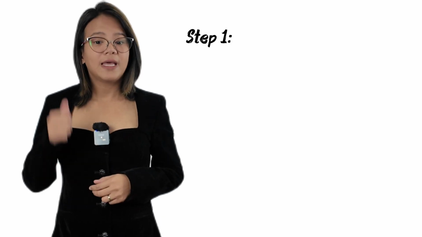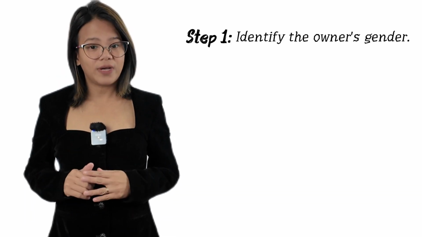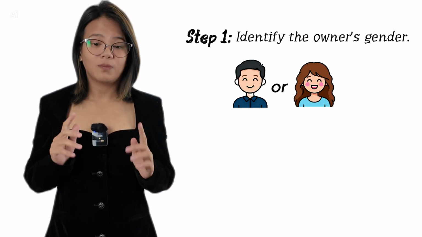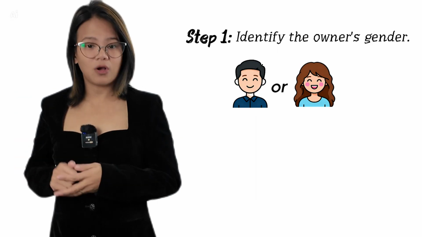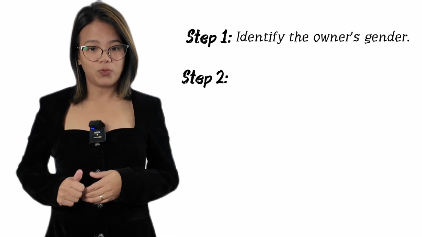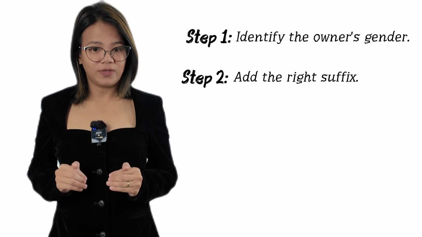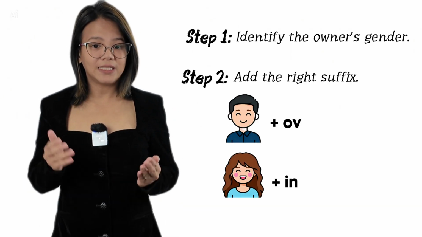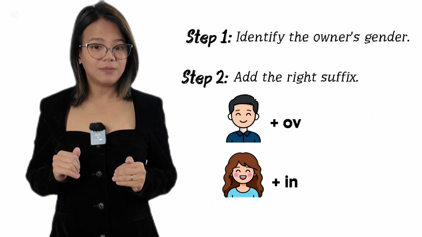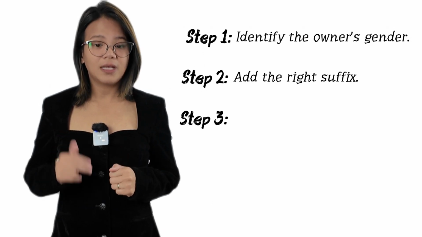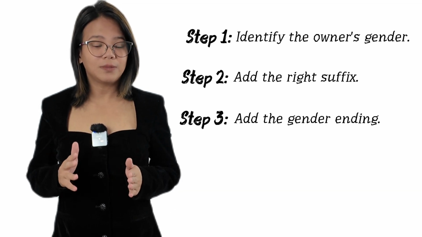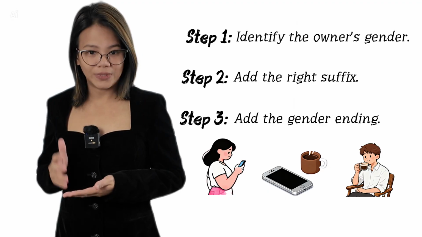Let me show you how this works in 3 steps. Step 1, identify the owner's gender. Is the owner masculine or feminine? Most likely, you look at the ending of the word. Step 2, add the right suffix. Masculine owners get ov, feminine owners get in. Remember, masculine names ending in A also get in. Step 3, add the gender ending. This ending must match the thing being possessed.